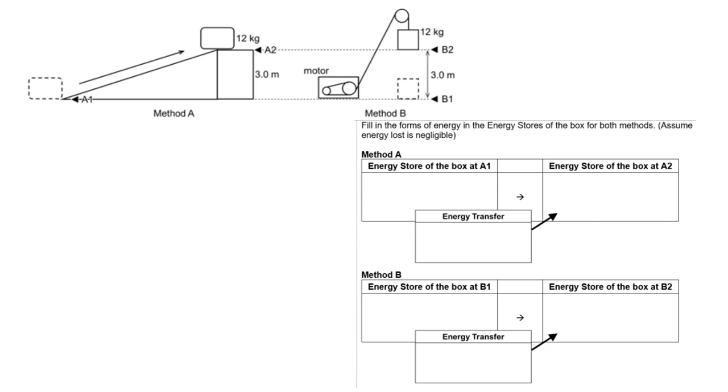So if you look at the next question, we are bringing a box or a load up to a certain height. Now, one way is to push it up a slope, and the other way is to just lift it up vertically with a motor. This is one particular question that is quite important, because many students would think that one way could be harder than the other. Now there's one thing that's very important here. It does say assume all energy loss is negligible, meaning we are not interested in friction of any kind. Okay, so method A, method B, again pause the video here.